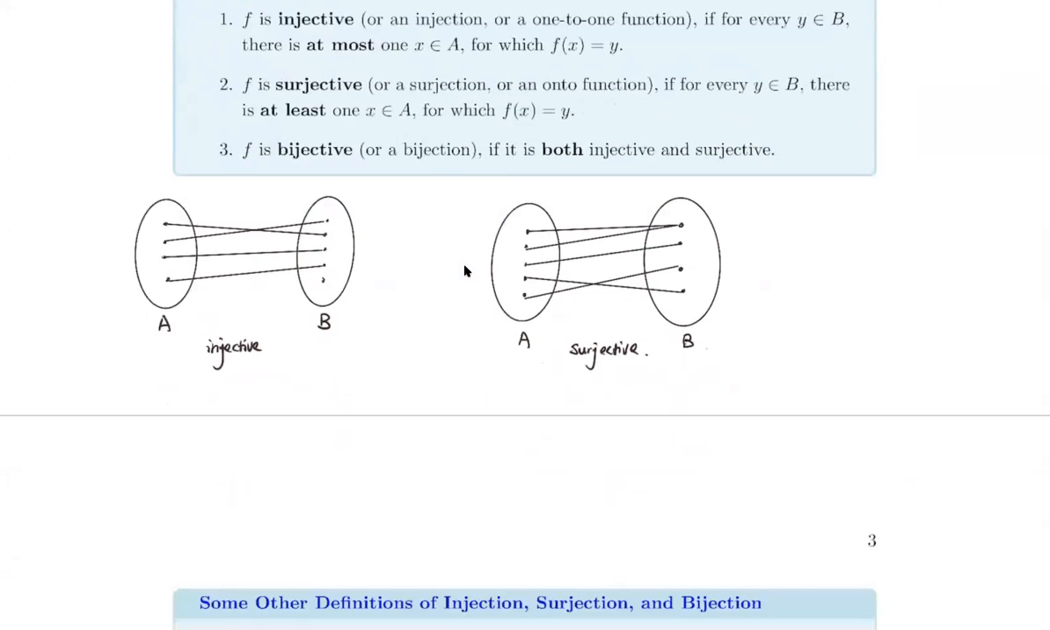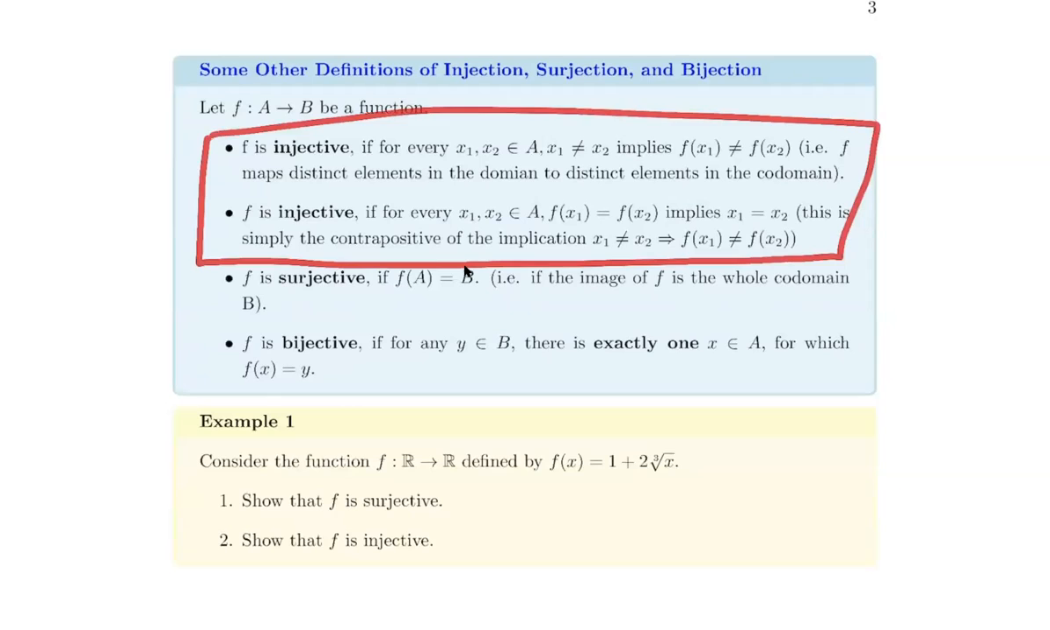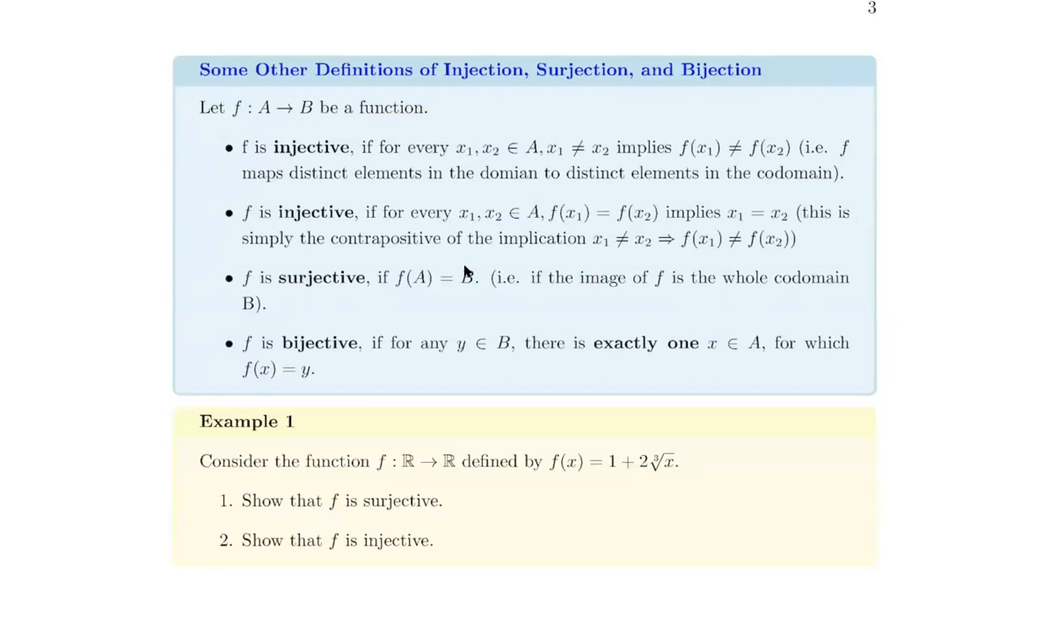Let's look at some other definitions. So here are two more definitions of injectivity. Both are really important because you use these definitions to prove injectivity. If f is injective, then for every x1, x2 in A, x1 does not equal x2 implies f(x1) does not equal f(x2). This is the first definition. The second one: for every x1, x2 in A, if f(x1) equals f(x2), then x1 equals x2.